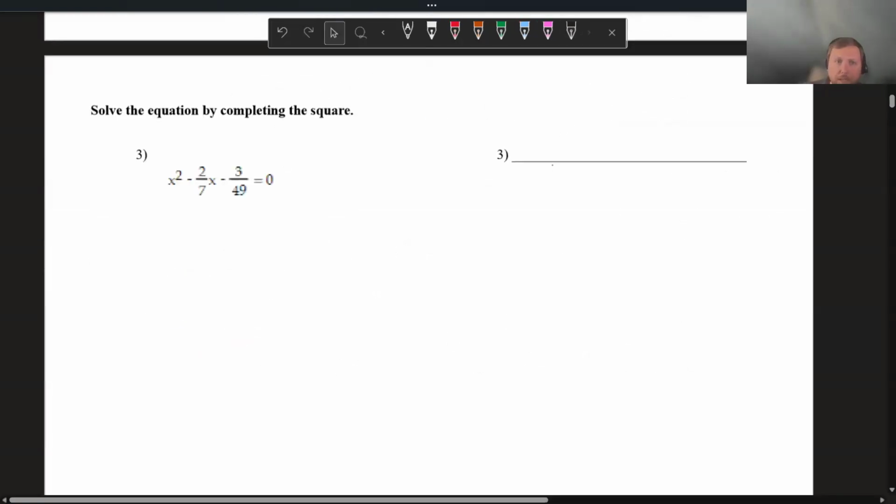Okay, solve the equation by completing the square. And if it says by completing the square on the test, make sure you're doing it by completing the square.